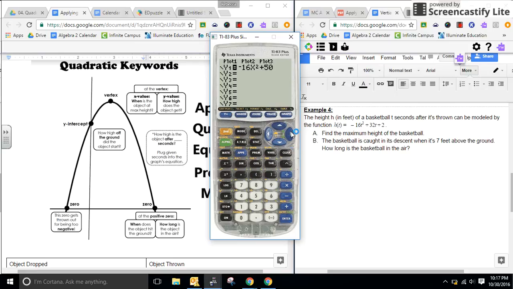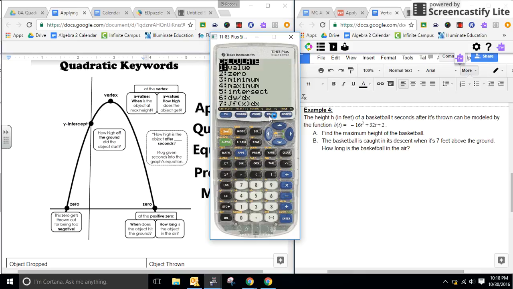So this time we've got negative 16 x squared plus 32 x plus 2. Okay, let's go ahead and look at the graph. So look at this, we've got way too much up here, so I'm going to change the window. Again, it doesn't really matter, but you can. It just makes it look nicer, easier to look at. So there we go. Okay, so it wants to know the maximum height of the basketball.